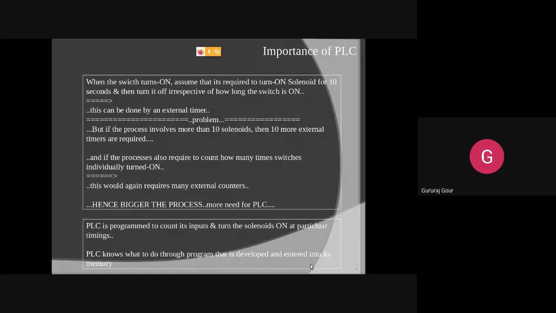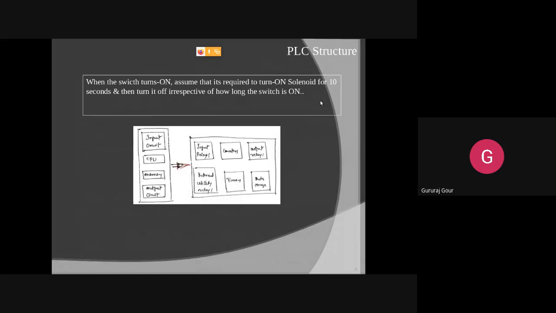So the PLC knows what to do through the program that is developed and entered into its memory. We have to feed what inputs it has to operate on and what outputs it has to provide. That's all. With the help of the program, it can automatically process all the things. So after observing its definition and the necessity of the PLC, next we'll go briefly through the general structure of the PLC.